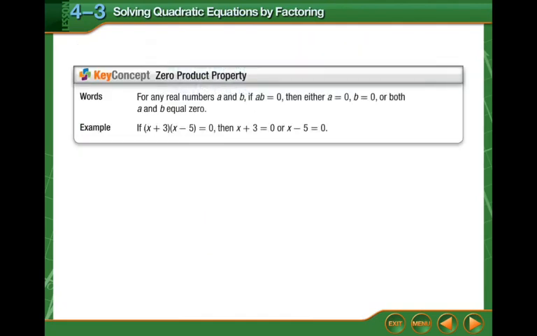So the zero product property, that's basically what we just used. We know that if a times b equals 0, then either a equals 0 or b equals 0 or both equal 0. So if you have x plus 3 times x minus 5 equals 0, then either x plus 3 is equal to 0 or x minus 5 is equal to 0. So that's just going backwards from what we just did.